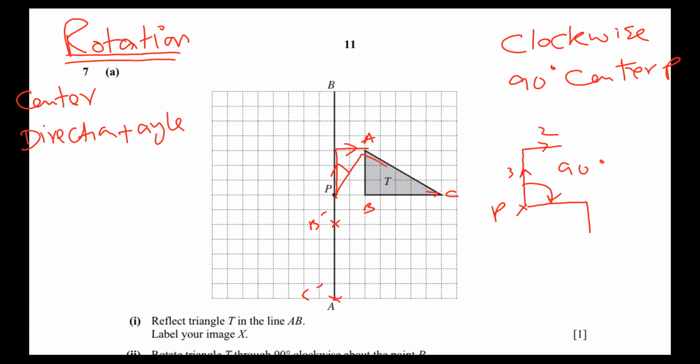Now look at A, look at here, and look at here, and ultimately it comes here. How come here? For example, again, I repeat. These are 3 boxes and 2 boxes. So it means 3 boxes and 2 boxes. So this is my answer.